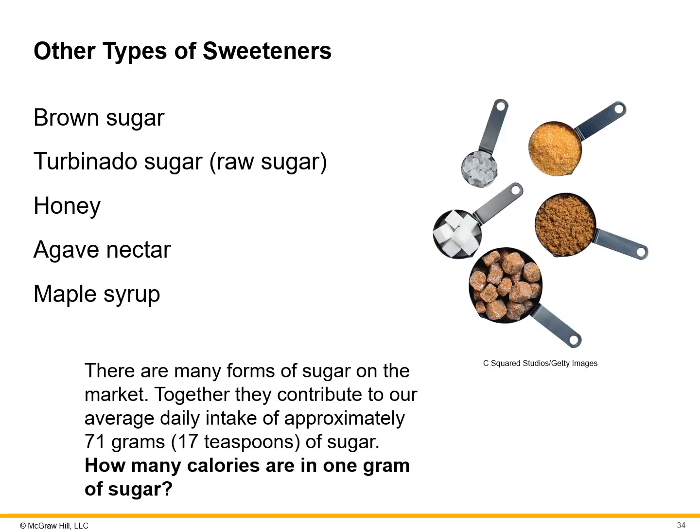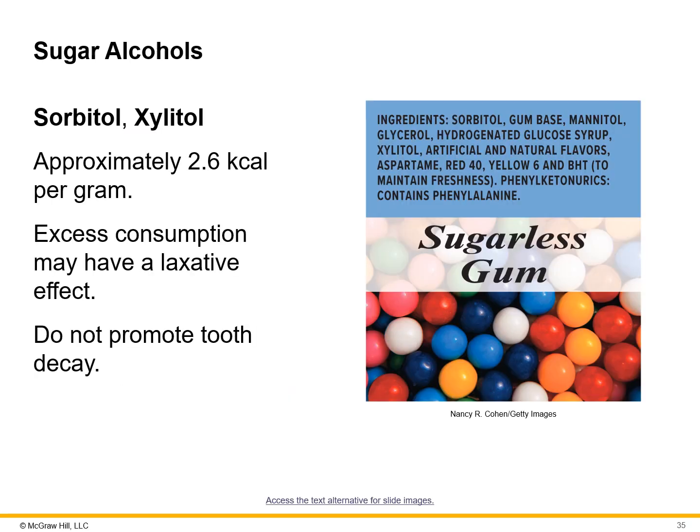So some other types of sweeteners, there's brown sugar, raw sugar. Of course, honey can be used. A lot of low-fat, low-calorie diets replace sugar with honey, agave nectar, and maple syrup. So again, lots of different forms of sugar that are in the market to choose from.